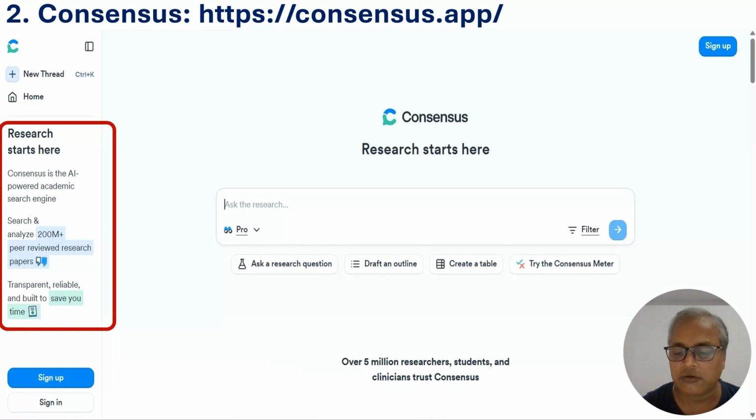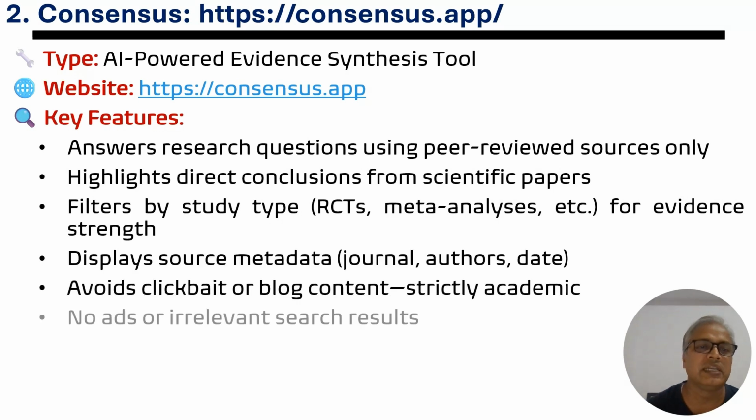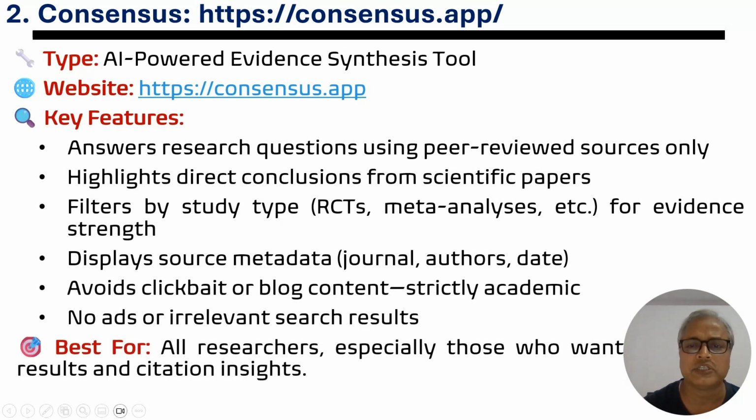And you will see a consensus once you search certain things. Again, here you can create your account and you can save the research results. Some of the features of Consensus are: it answers research questions using peer reviewed sources only. So it does not give you information from blogs or certain other things. Only the research articles, review articles, or peer reviewed papers will give you the information. It highlights conclusions directly from the scientific papers. It is filtered by different types, such as RCT and meta-analysis. I will show you these things also. It displays sources and metadata like journals, authors, and date. It avoids clickbait or blog content, and has no ads on the relevant searches. And roughly all researchers, especially those who want to see the results and the citation insights, can use this tool.